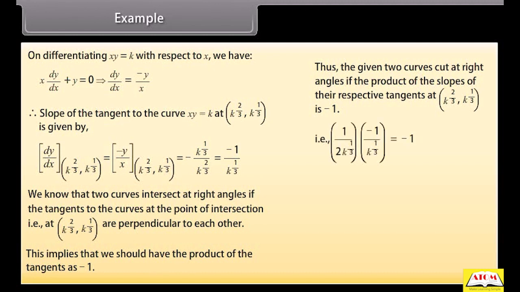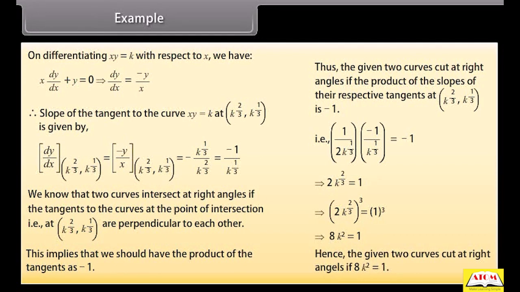That is, 1/2 into k^(1/3) into -1/k^(1/3) is equal to -1. On solving, we get 8k^2 = 1. Hence, the given two curves cut at right angles if 8k^2 = 1.